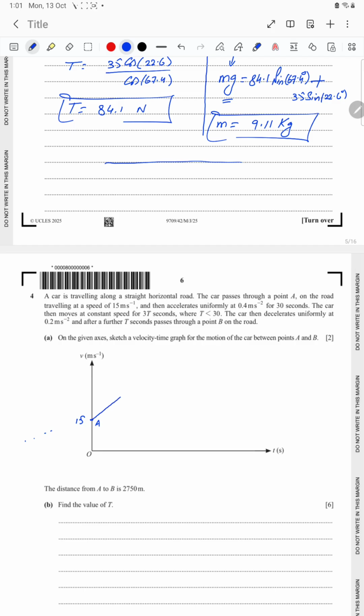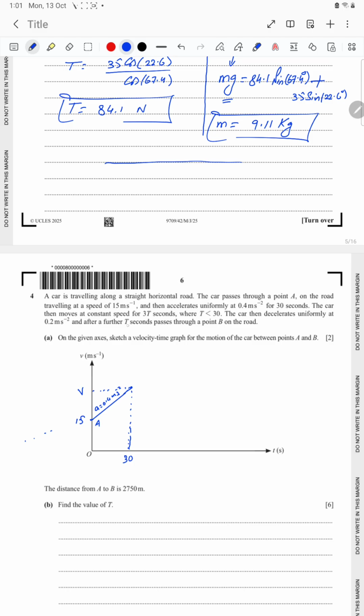So from here we need to sketch. Suppose this is A, the acceleration is 0.4 meter per second squared, and it reaches a point here. We don't know what the speed is here, v, and the time taken is 30 seconds to come up to this point here, 30 seconds, right?